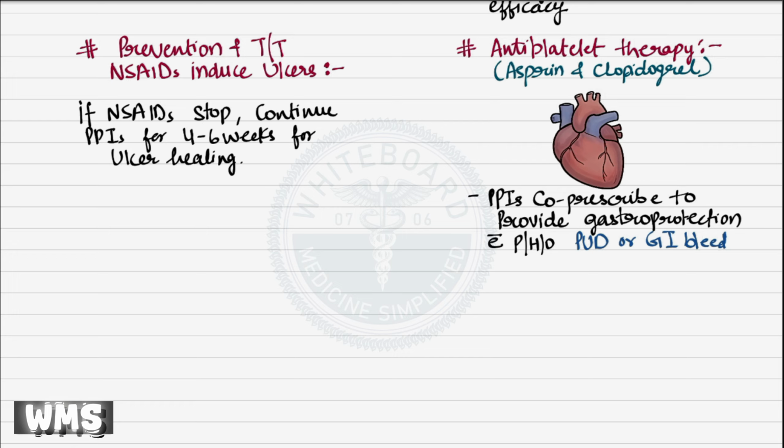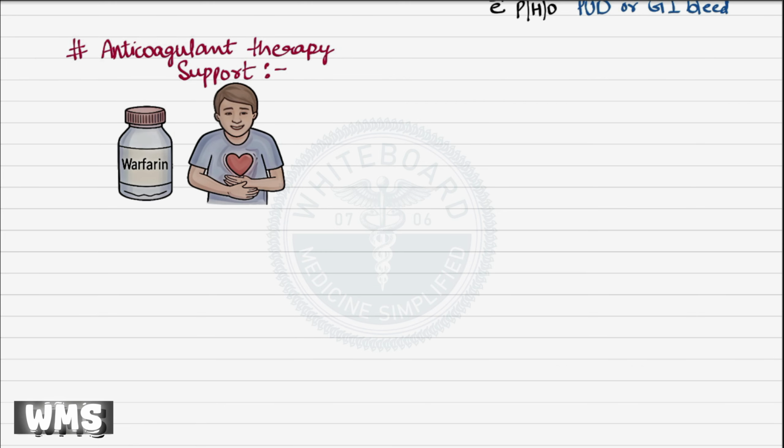Similarly, PPIs are also commonly considered in patients receiving anticoagulants such as warfarin or direct oral anticoagulants. Since anticoagulants can increase the likelihood of upper GI bleeding, co-prescribing a PPI may help protect the gastric mucosa and reduce bleeding-related complications. This becomes especially important in patients with a previous history of peptic ulcer disease, prior GI bleeding, advanced age, or concurrent use of other ulcerogenic drugs such as NSAIDs or steroids.